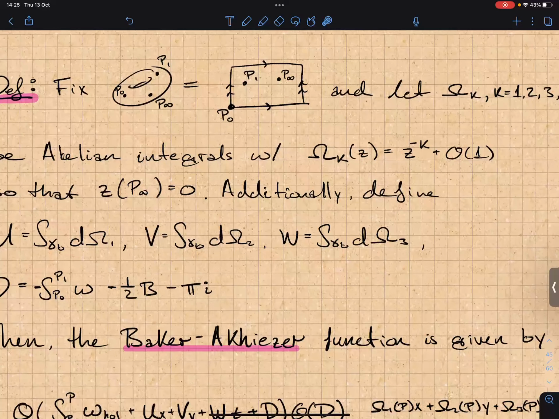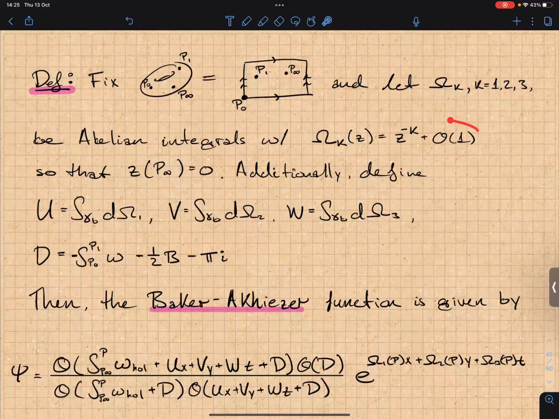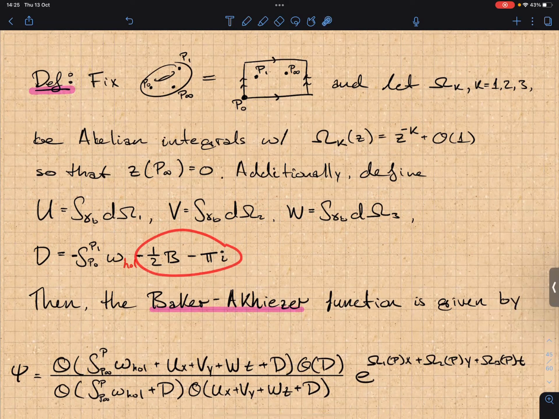So we have our abelian integrals that we've introduced before. These are going to be functions where these functions are going to have poles of order k at the P infinity point. And additionally, we define these constants u, v, and w to be the b cycles of these abelian differentials. And lastly, we define this constant d, which is going to be an integral from P0 to P1 of the normalized holomorphic differential in the surface, and with this shift.